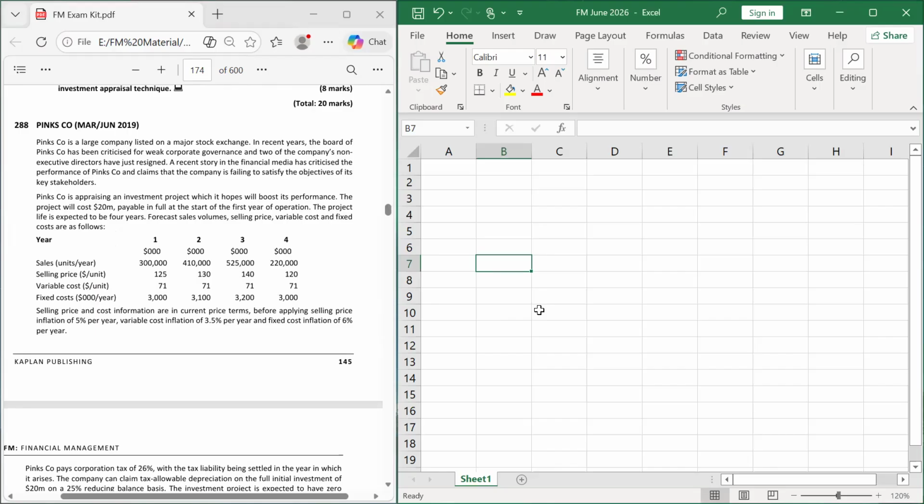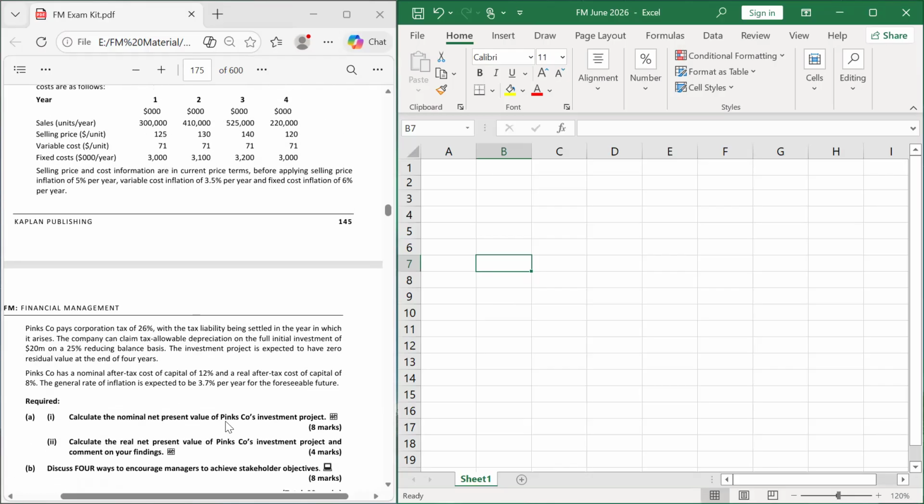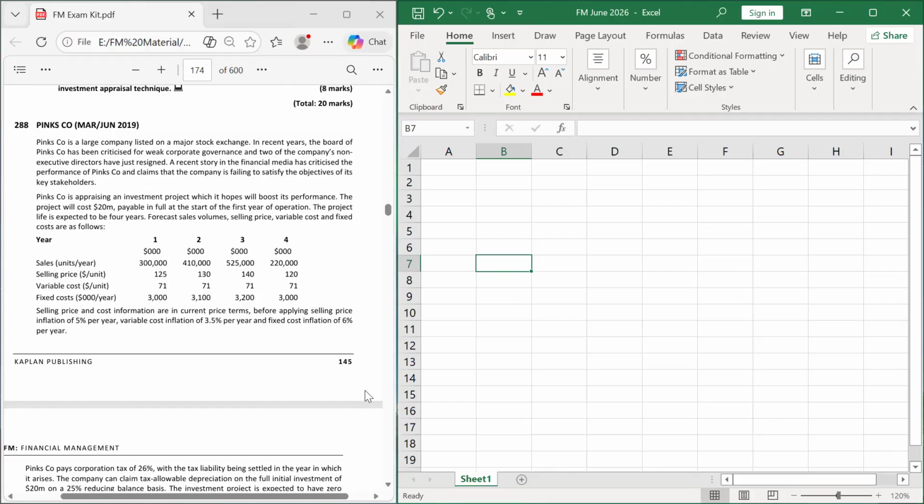Pink's Company is a large company listed on the major stock exchange. In recent years, the board of Pink's Company has been criticized for weak corporate governance, and two of the company's non-executive directors have just resigned. A recent story in the financial media has criticized the performance of the Pink's Company and claimed the company is failing to satisfy the objective of its key stakeholders. Now, this paragraph relates to the second part of the requirement, part B, discuss four ways. So we are not going to talk about that. We will just talk about the NPV right now. So let's start from the second paragraph.